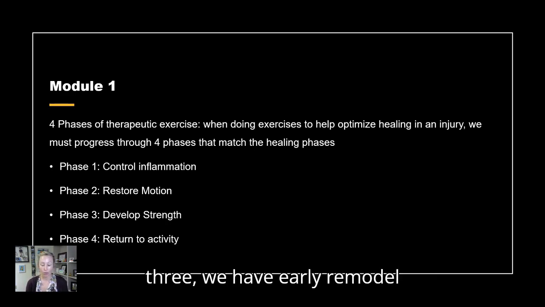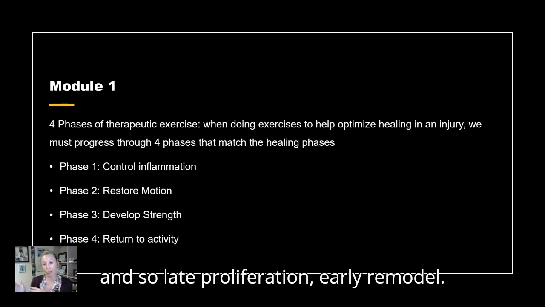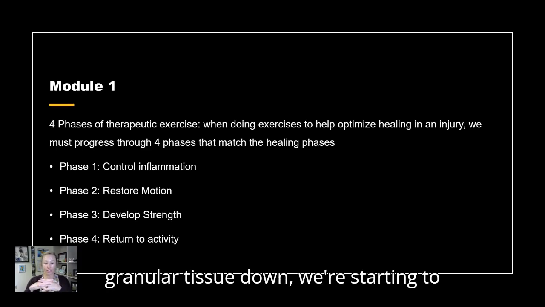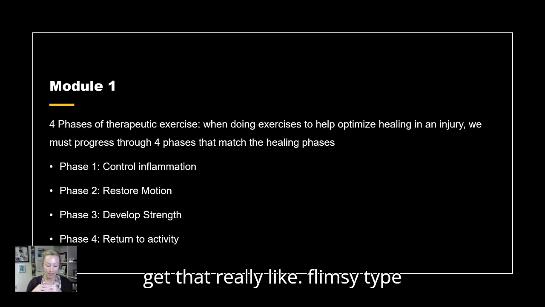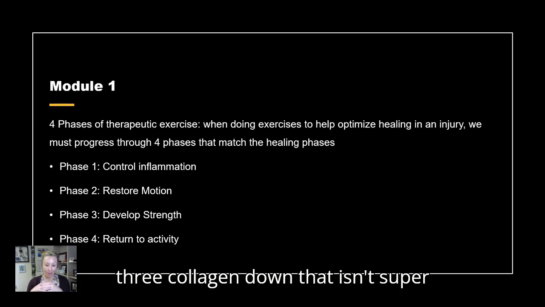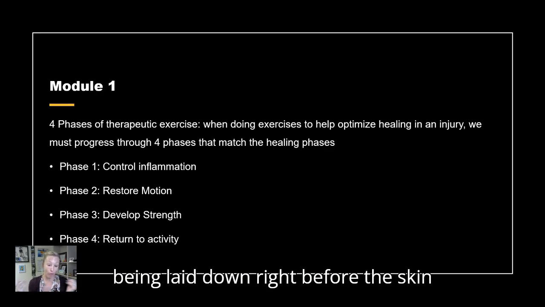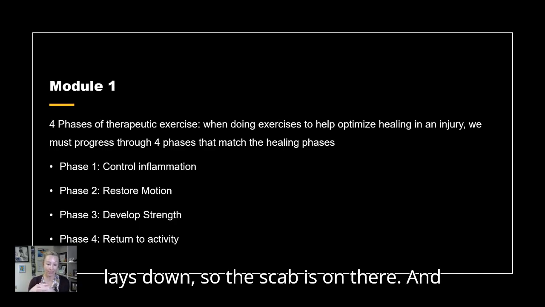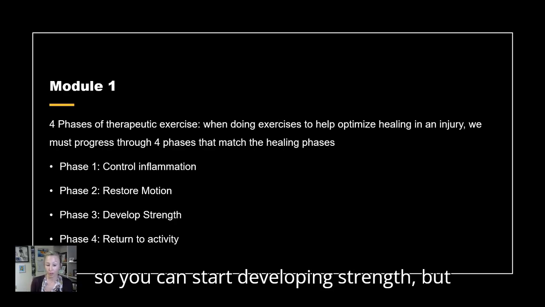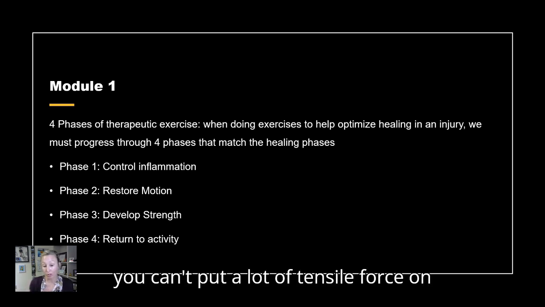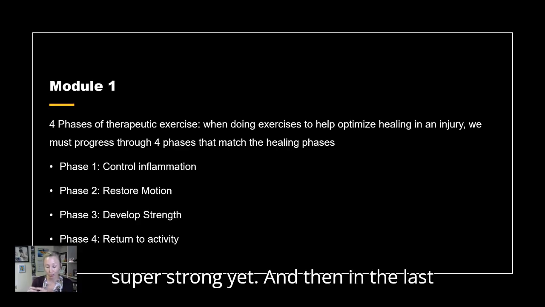And then in phase 3, we have early remodel, so late proliferation, early remodel. This is where you're laying that granular tissue down. We're starting to get that really flimsy type 3 collagen down that isn't super strong. Think of a scab being laid down right before the skin lays down. So you can start developing strength, but you can't put a lot of tensile force on those structures because they're not super strong yet.